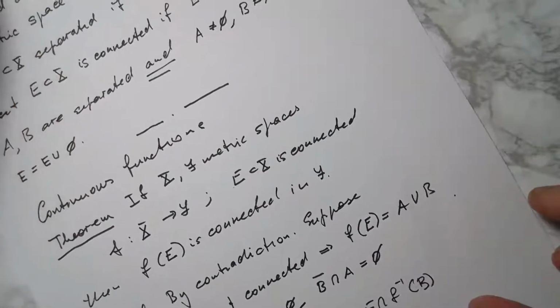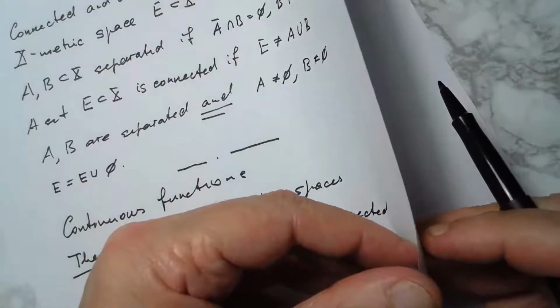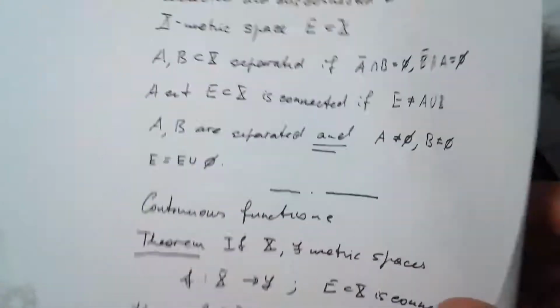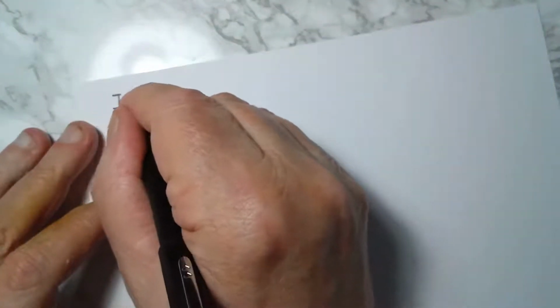Okay, so this is a very, very important theorem, and let me explain to you at least one of the reasons why it is so important. The main reason here is something that you used to call in calculus 1. You called it the intermediate value theorem.